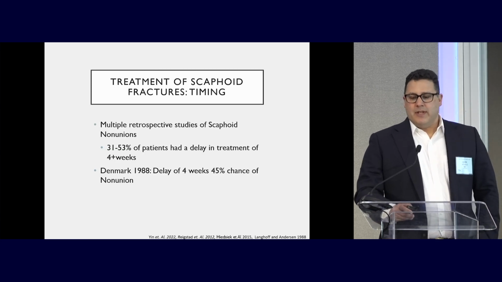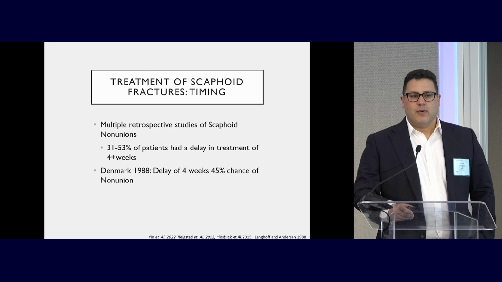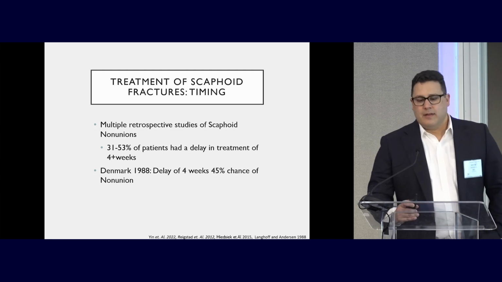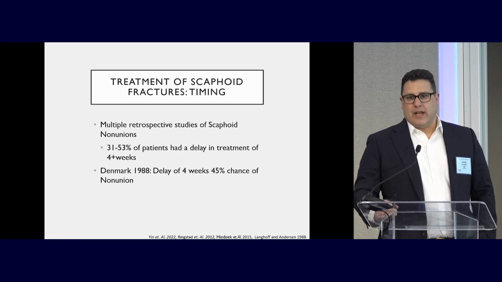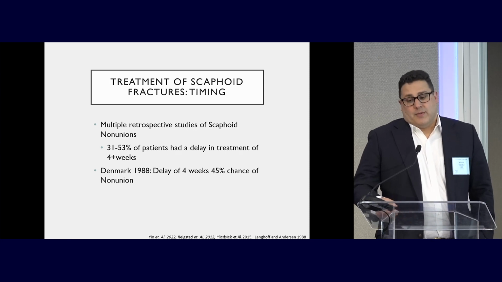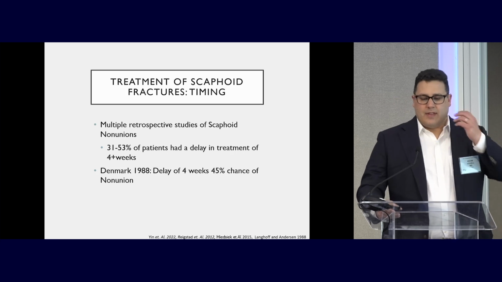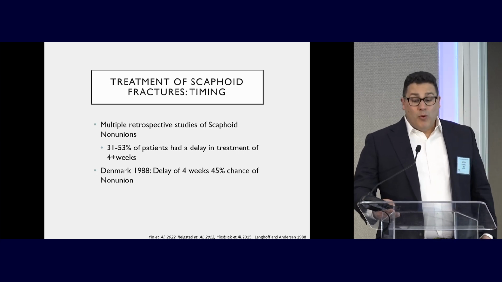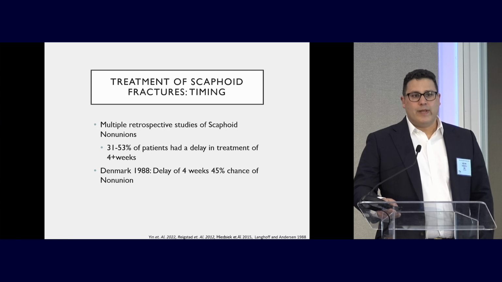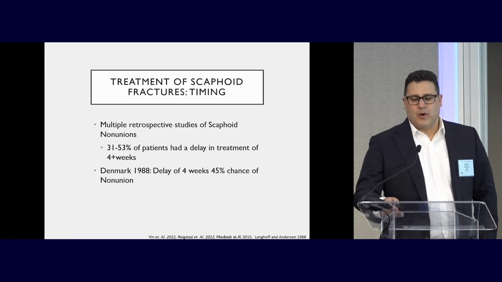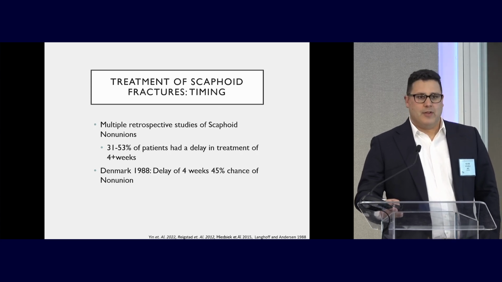As far as the timing of treatment, we know from multiple retrospective studies from different countries that if you wait to treat the fracture, they're much more likely to get a non-union. Of the patients that they looked at, more than 50% had a 4-week delay in their treatment. And from the study in Denmark in 1988, by waiting 4 weeks to get this treated, you get about a 45% chance of non-union.